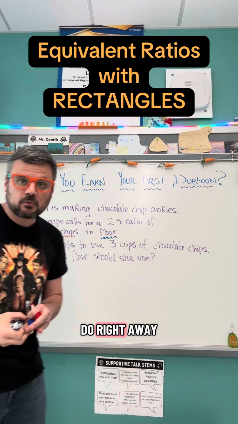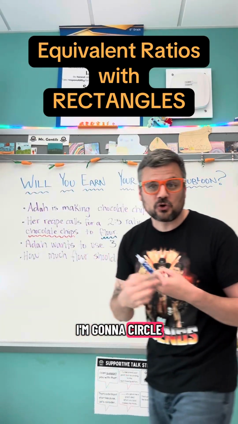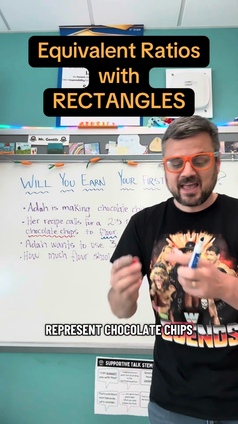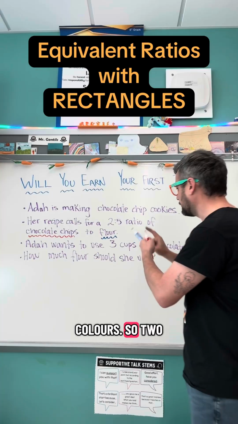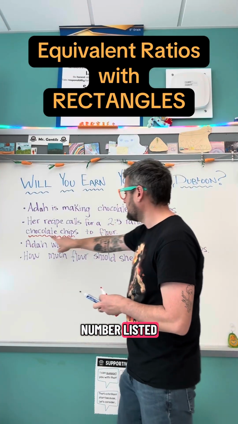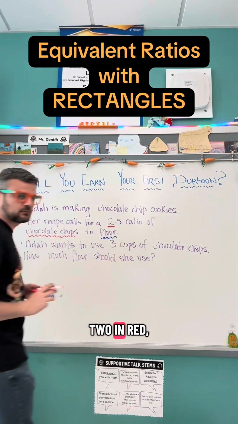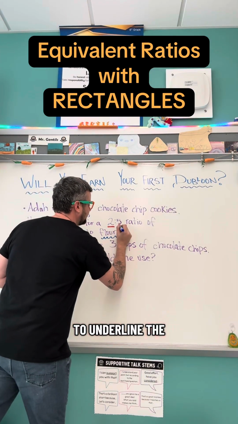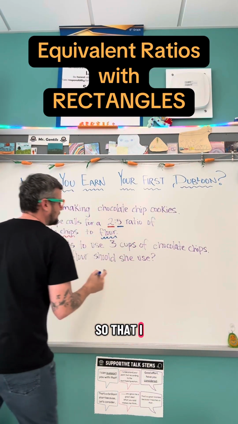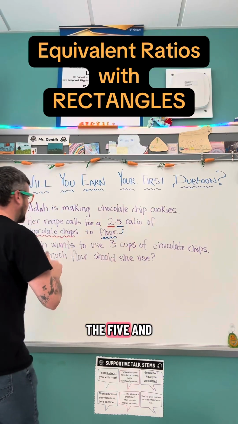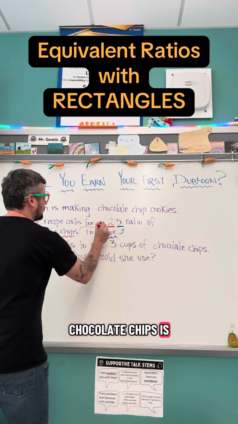What I'm going to do right away is go to my ratio. I'm going to circle the numbers that represent chocolate chips and flour in those same colors. So 2 is the first number listed, and chocolate chips is the first amount. So I'm going to underline the 2 in red, and I'm going to underline the 5 in blue, so that I remember flour is the 5 and chocolate chips is the 2.